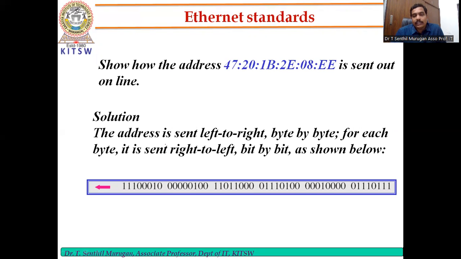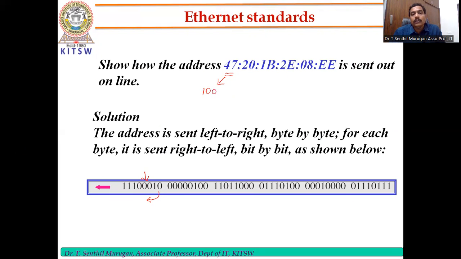The address is sent left to right, byte by byte. Each byte is sent right to left, bit by bit, as shown below. So first we have to convert each byte into binary values. Then each byte is shifted, reversed from left to right.